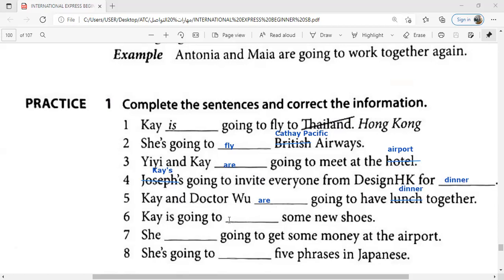K is going to some new shoes. Buy some new shoes. She's not going to buy some new shoes. She's going to buy what? Some new summer clothes, because she said it's going to be very hot in Hong Kong. Some summer clothes. She is going to get some money at the airport.